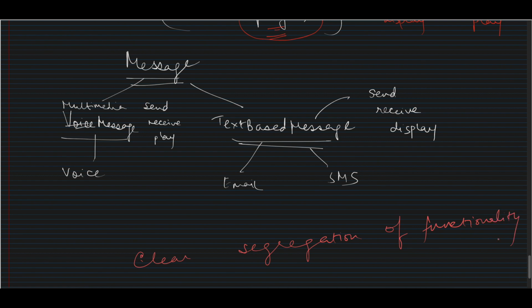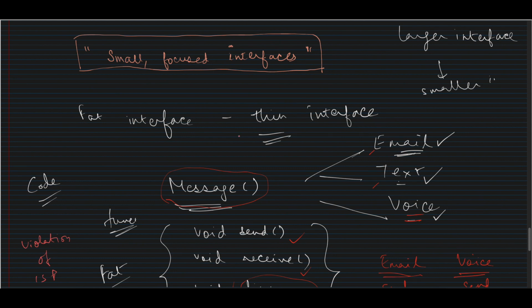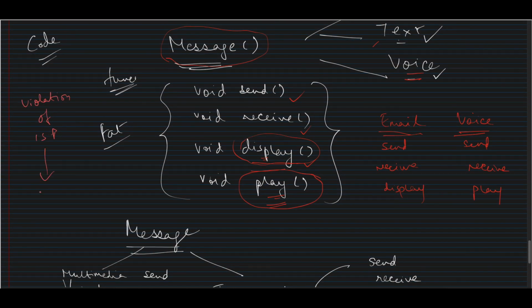That's it. In this way, we moved from a violation of ISP to a workaround where we converted the fat interface into thin interfaces, and thus we are able to satisfy the interface segregation principle in a correct way.